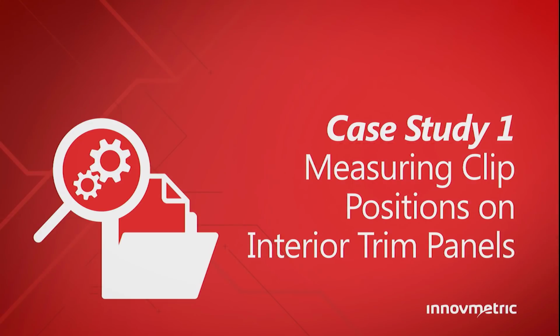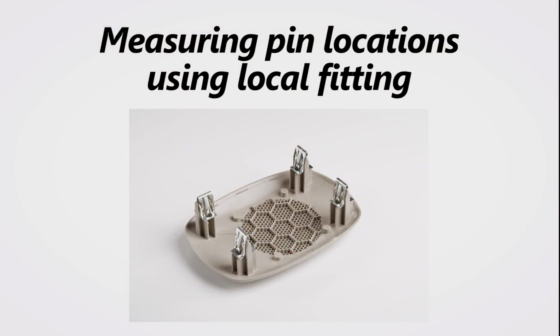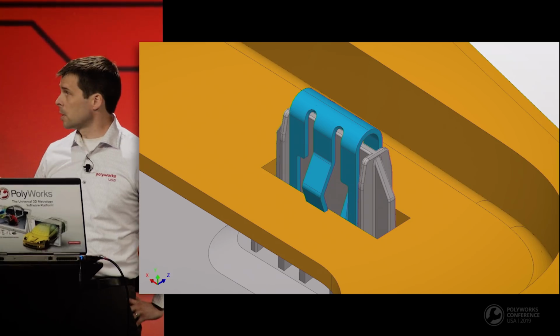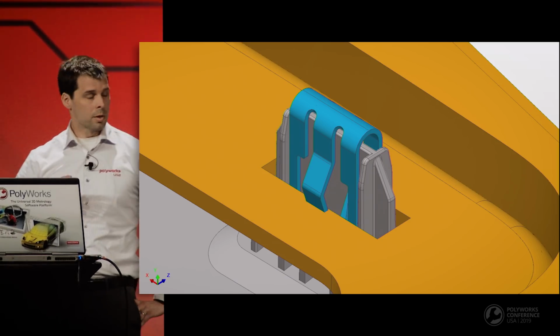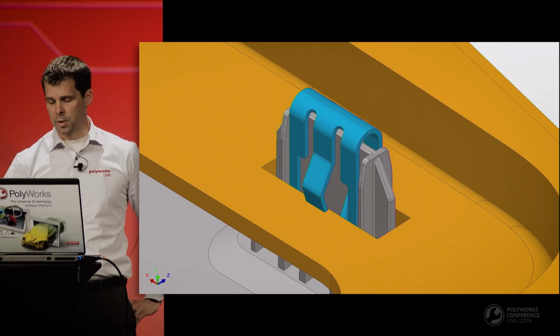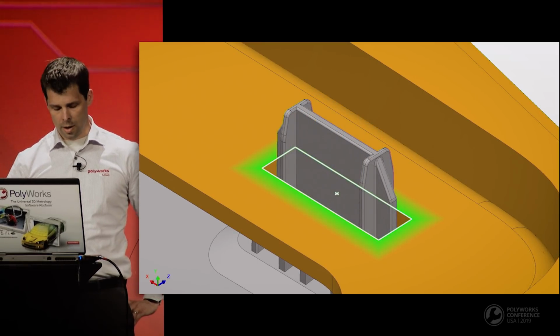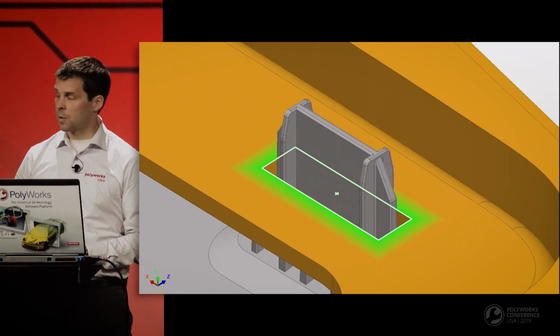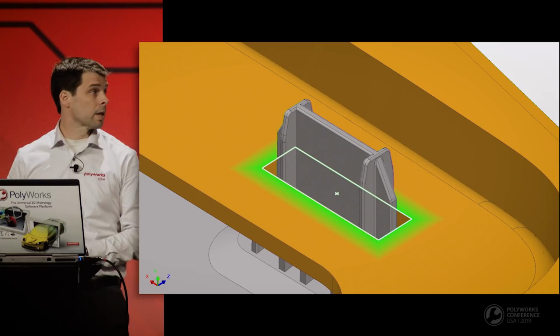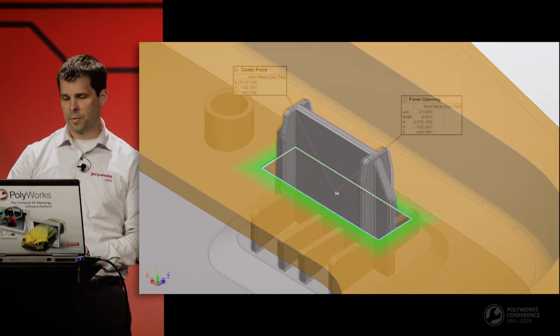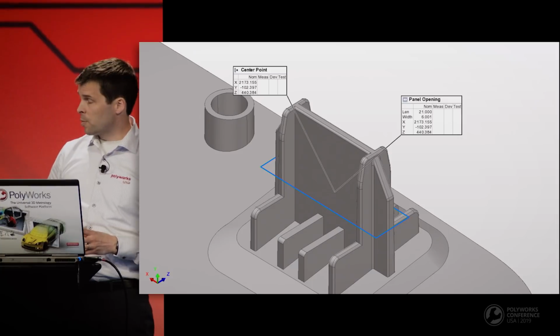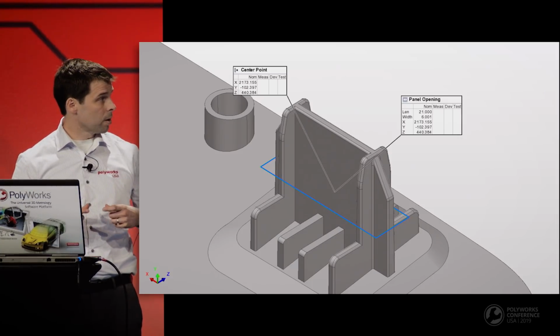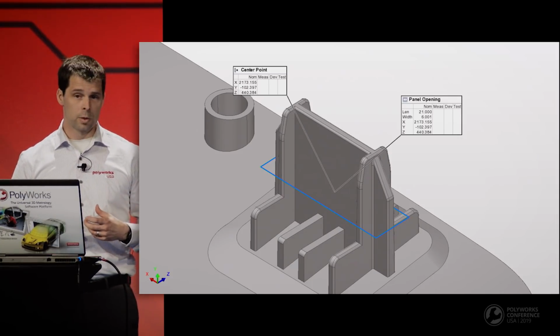One of our customers came to us last year with this interesting challenge. This interior car panel needs to be inspected via scanning. And for context, the blue clip is holding the gray panel into the orange panel. The task is to measure the post on the gray panel, specifically the position, to ensure that it fits within this rectangular opening. The engineering drawing for the gray panel calls out the hypothetical rectangular opening, which can be reduced down to a center point.